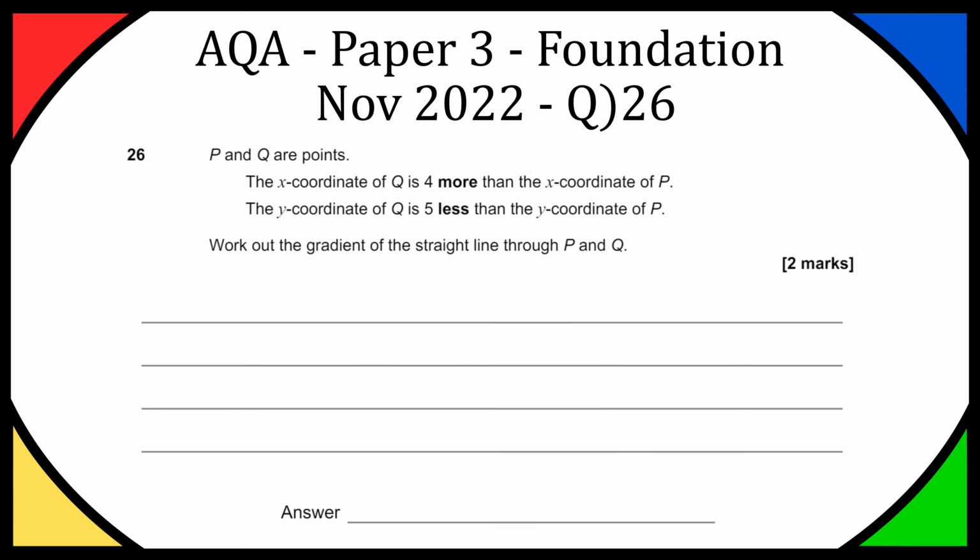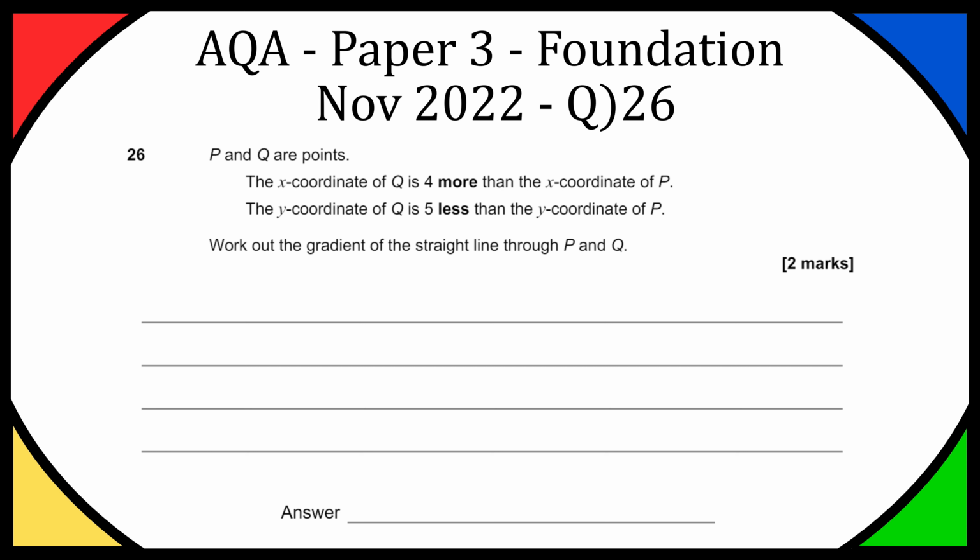Hey everyone, so today we have question 26 from the past paper link down below. It says that P and Q are points. The x-coordinate of Q is 4 more than the x-coordinate of P. The y-coordinate of Q is 5 less than the y-coordinate of P. Work out the gradient of the straight line through P and Q, and this is a 2-mark question.